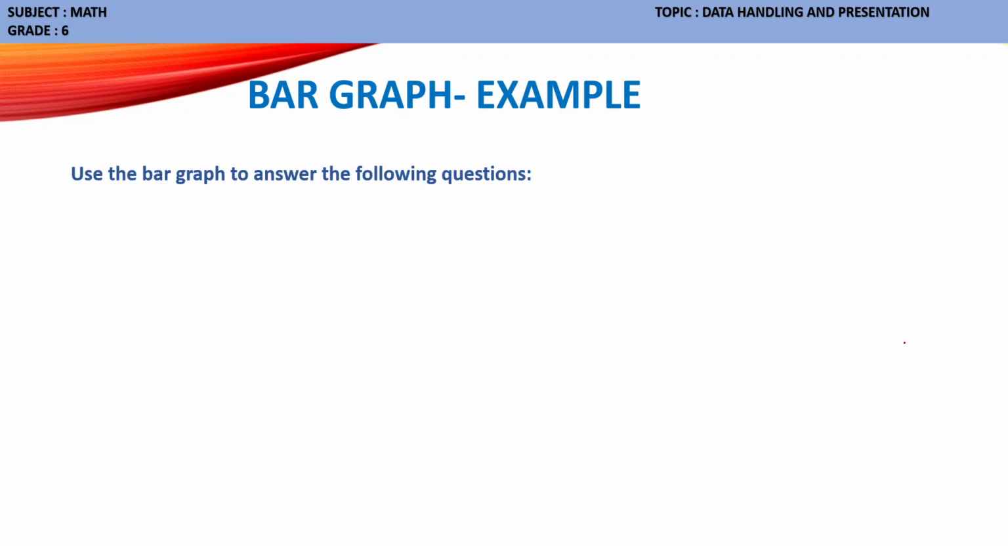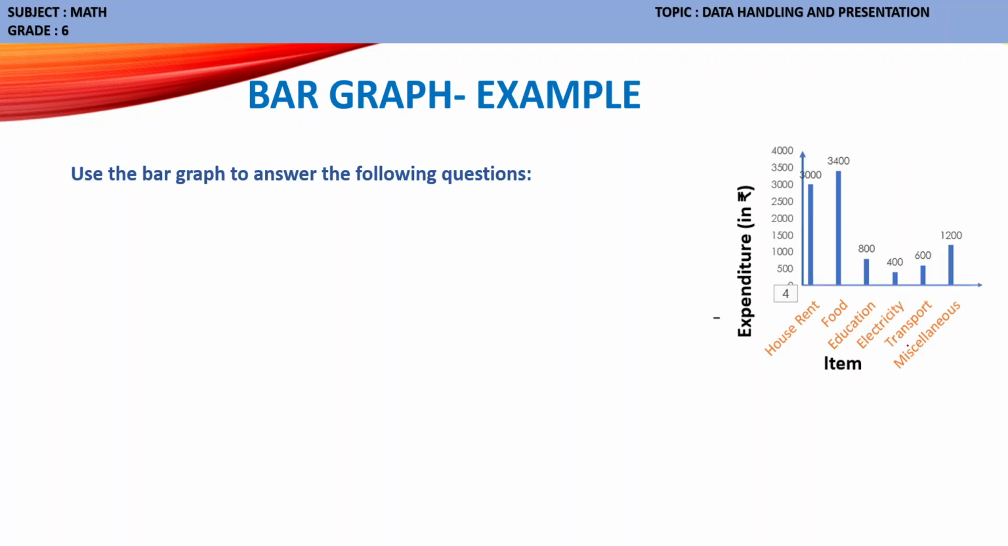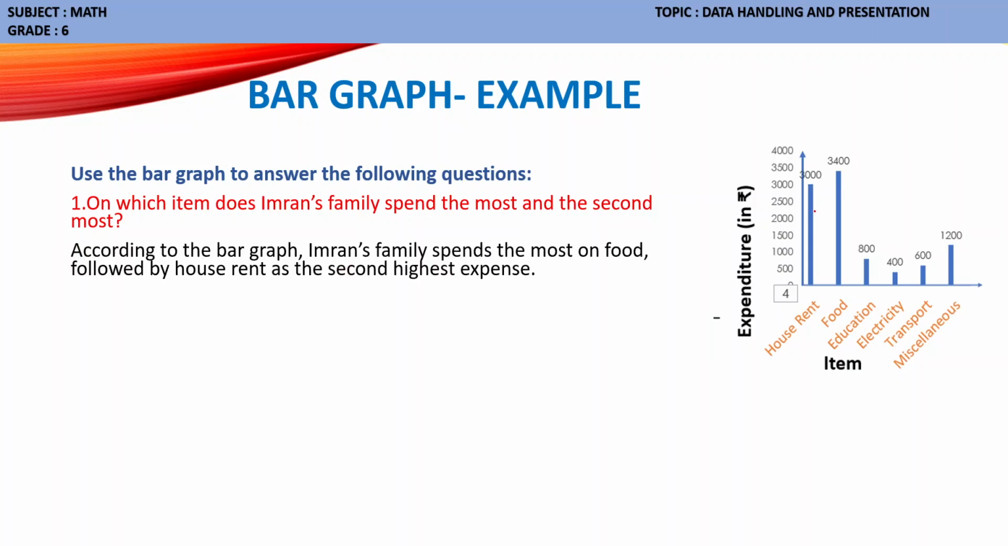Bar graph example. Use the bar graph to answer the following questions. On which item does Imran's family spend the most and the second most? If we observe the bar graph, which is the tallest here, the height is more, obviously food. So food is the most and the second most is house rent. According to the bar graph, Imran's family spends the most on food followed by house rent as the second highest expense.